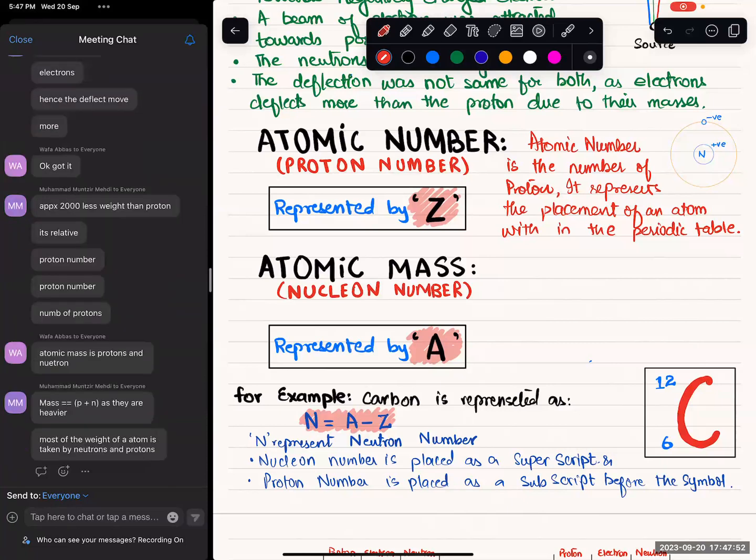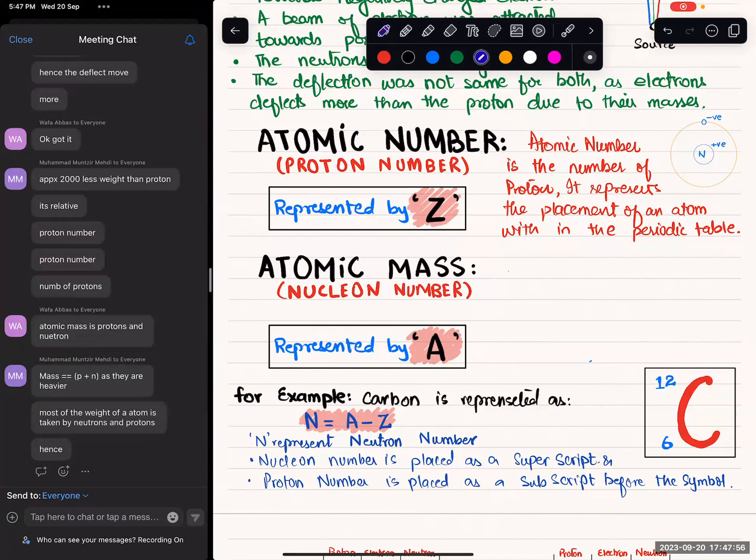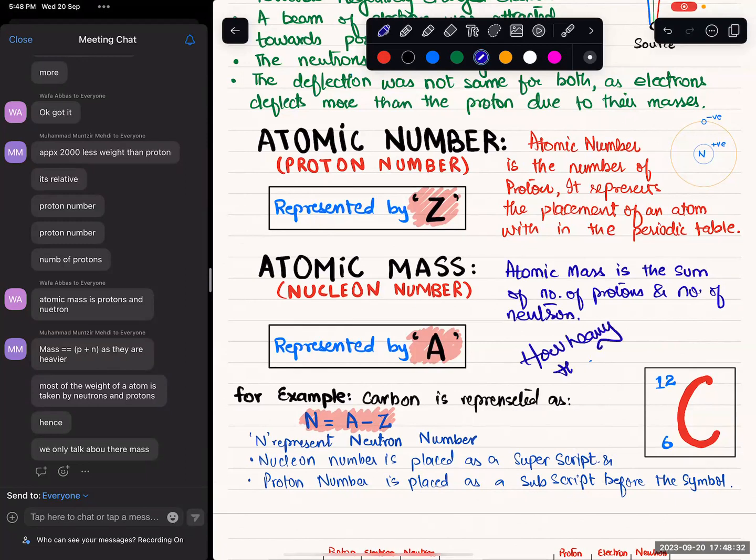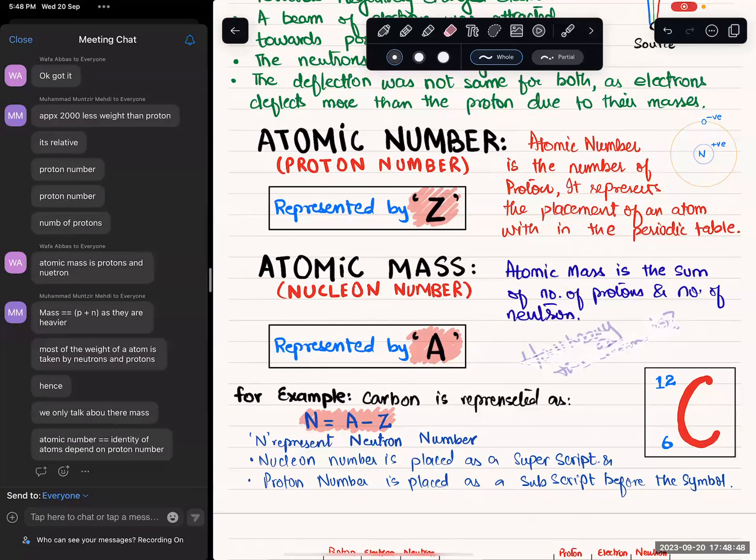On the other hand, we've got the atomic mass. It is the sum of, or you can say a total of, let's just write sum of, it's more convenient. It is a sum of the number of protons and the number of neutrons. We always call it how heavy the atom is. How heavy an atom is is defined by the total number of protons and neutrons present in it.